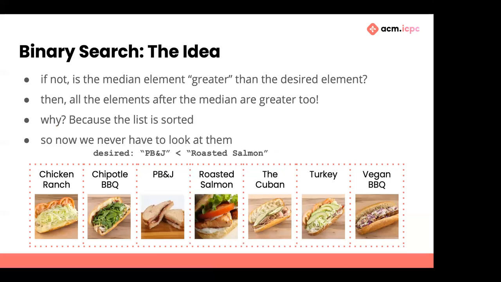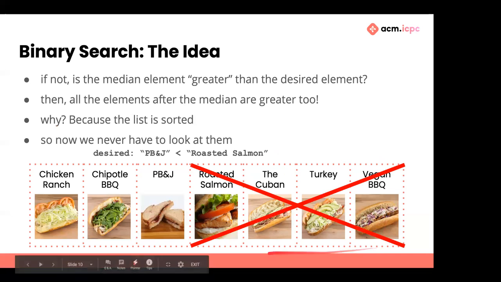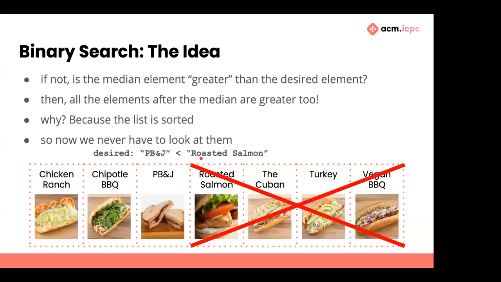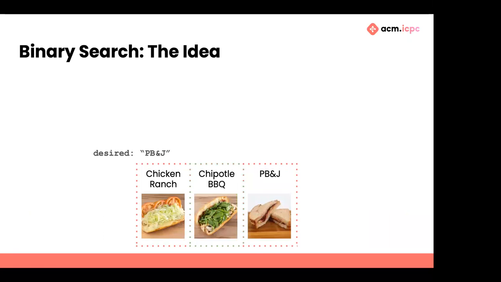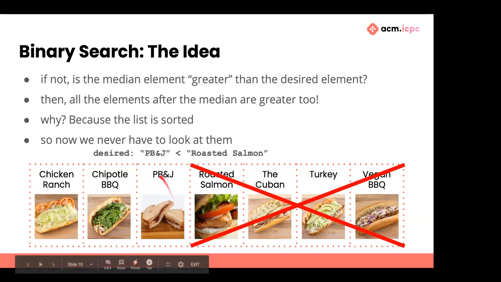And the reason I can do this is because I know that the list is sorted. If the list is sorted, anything that comes after roasted salmon is going to be greater than or equal to roasted salmon. So there's no point looking at it for PB&J because I know PB&J is smaller. We can eliminate the right half in just one step without ever having to look at it in the search space. Now we limit ourselves to 3 elements, the first 3 in this list, from chicken ranch to PB&J.